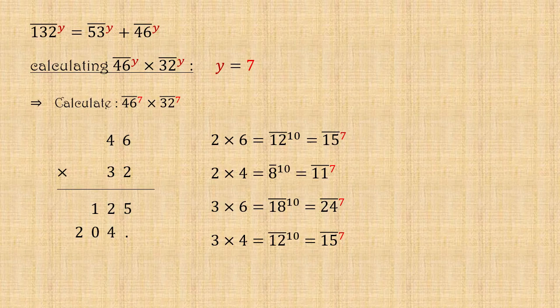Now, by adding the number we found in our first operations to the number we found in our second operations, we find the number that is written in base 7 as 2165. And this is the value of the product of 6 multiplied by 32 when calculated in base 7.